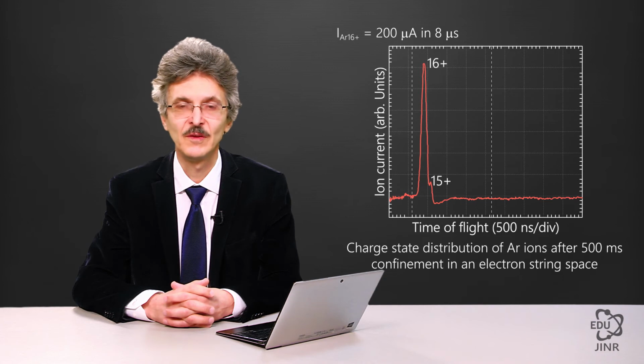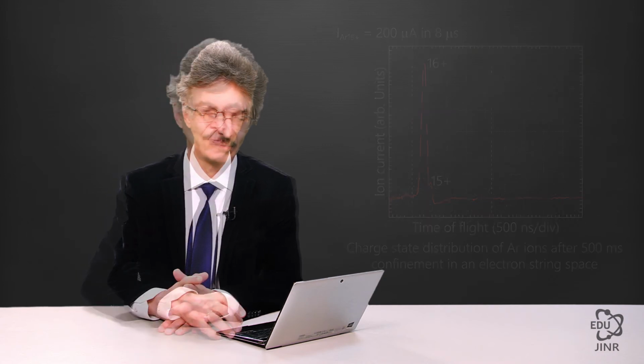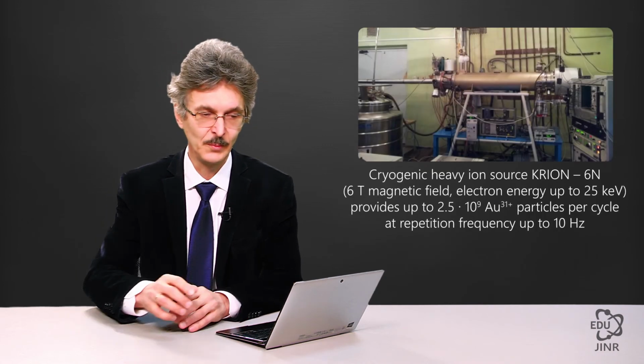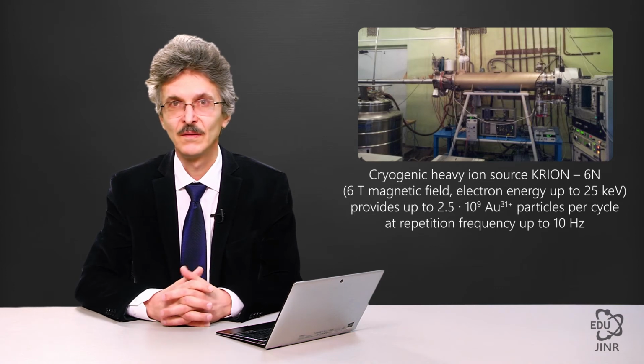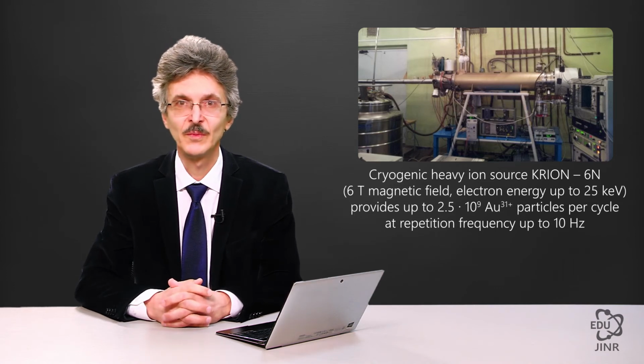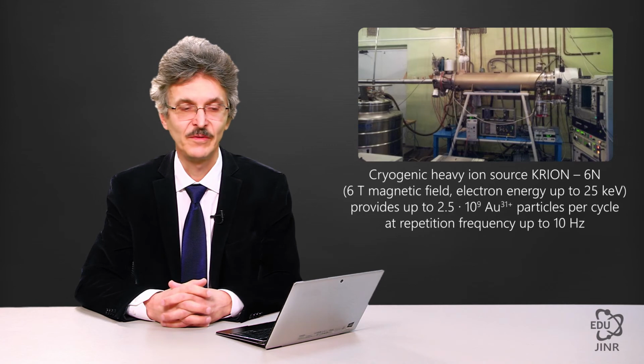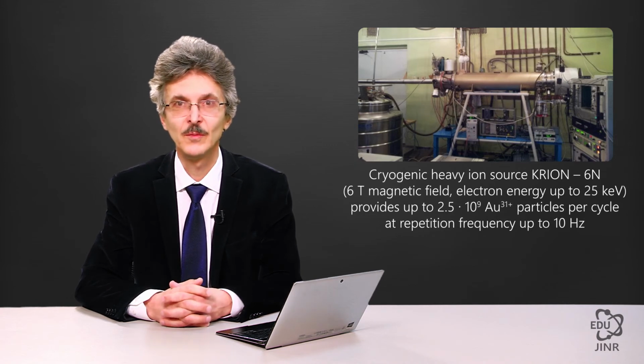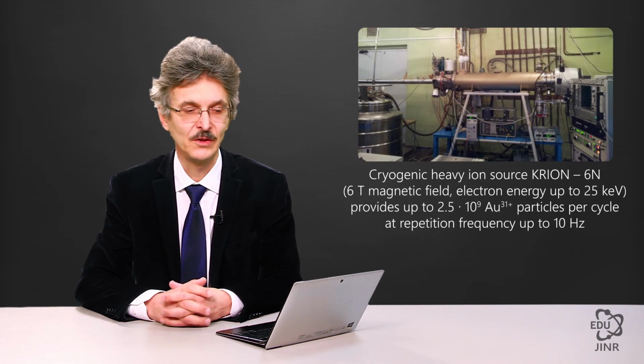For the Nika project, a specialized electron string source with a magnetic field of 6 Tesla has been under development in order to raise the beam intensity. We expect the energy of the electrons to be anything up to the amount of 25 kilo-electron volts, which makes it possible on this source, besides the required gold ions in the charge state of 31, to raise the charge state to about plus 59, which might be interesting in some modes.